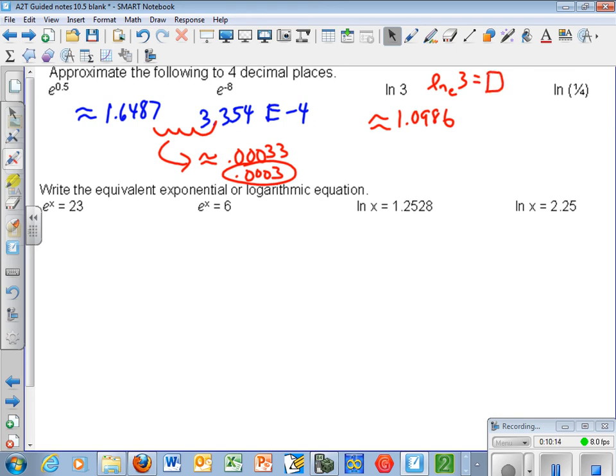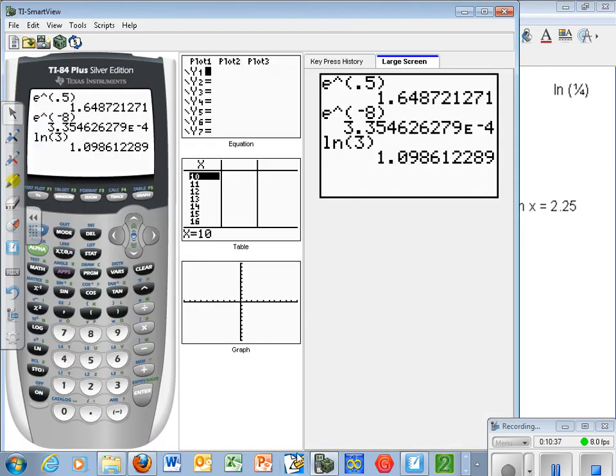So what does that mean if we think about the logarithm stuff we've done earlier? That really means e, this is the base, to what power is equal to 3? Well, if I take e to the 1.0986 approximately, it's going to equal 3. That's really what we're doing here. Now if I do the natural log of 1/4, so let's do ln of 1 divided by 4.